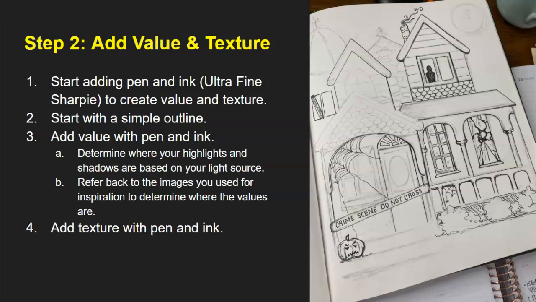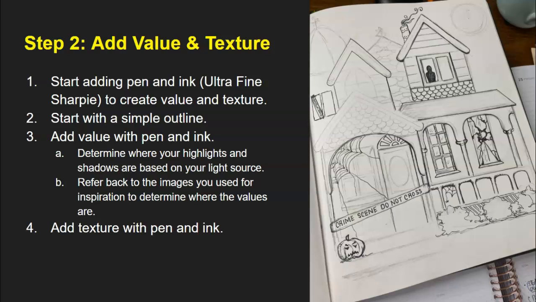You're first going to want to determine where your highlights and shadows are based on your light source. So give yourself a light source. In a haunted house situation, it's probably going to be the moon. So as you can see in my example, the moon is up at the top right. It will be shining down on the house. So everything under a porch or under a cover will probably be much darker in value than like a rooftop.